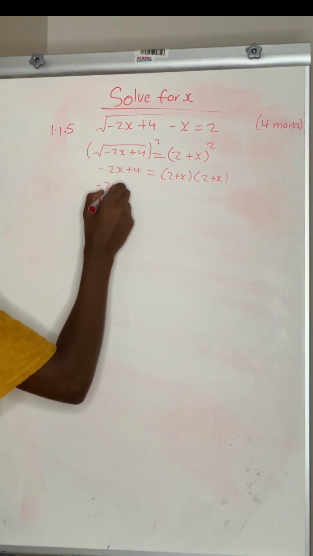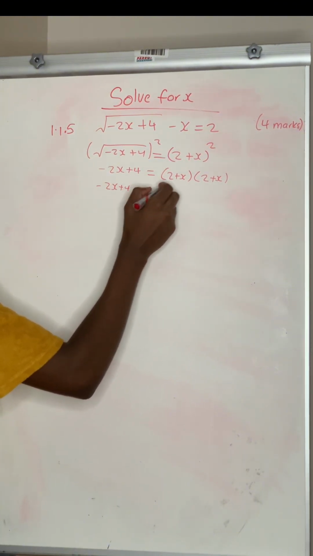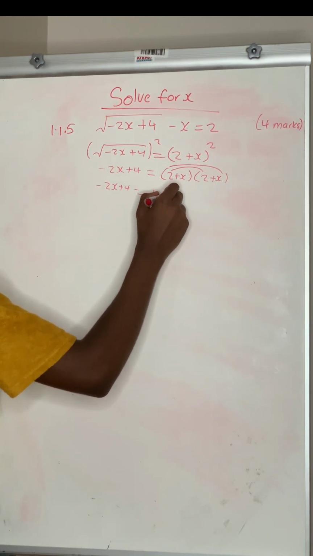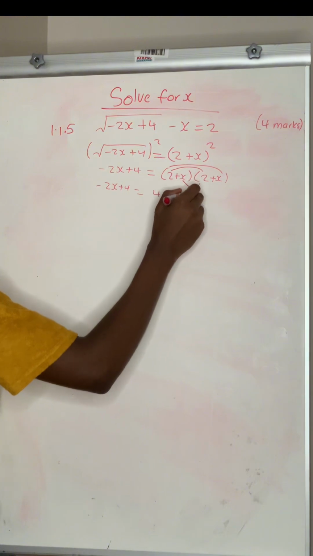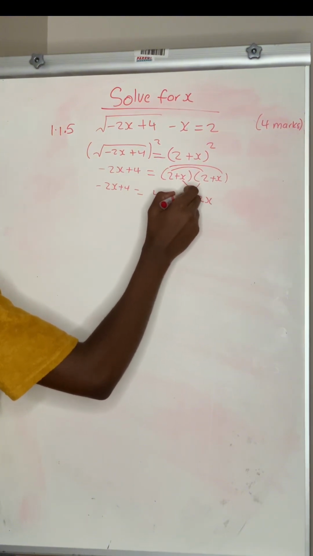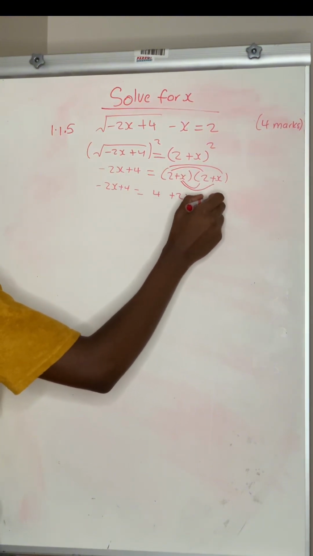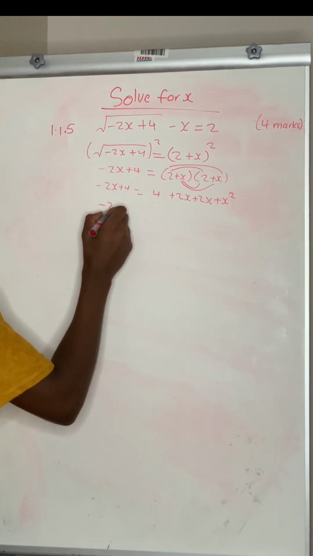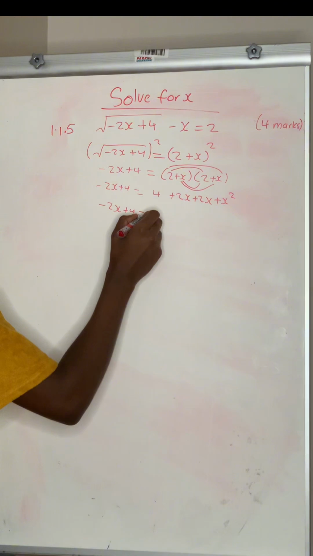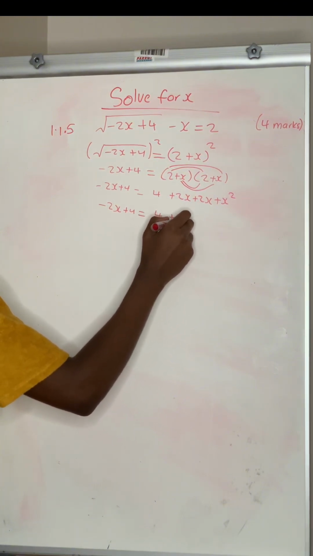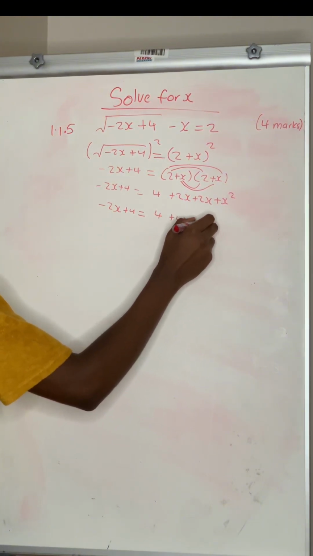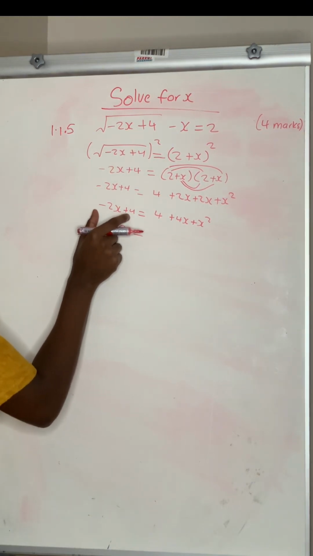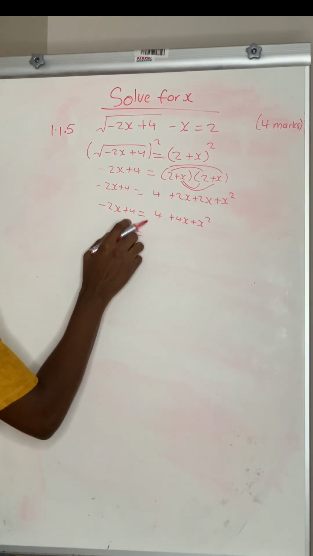So negative 2x plus 4 is equal to 2 times 2, that is 4. And then 2 times x, that is positive 2x. X times 2, that is positive 2x. And then x times x is positive x squared. And then negative 2x plus 4 is equal to 4 plus 4x plus x squared. So 0 is equal to, when we take all of this across the equal sign, we're going to be left with 0.